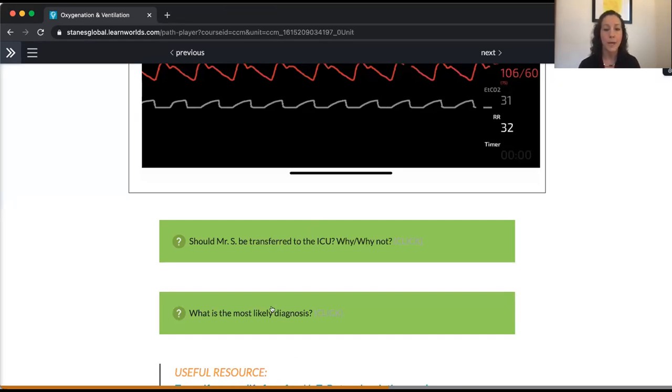What is the most likely diagnosis? What do you think is happening? What diagnosis would you make in Mr. S? Yeah, Dr. Banguti says P to F ratio less than 200. This is because Dr. Banguti's mind is faster than ours and way before ours. We actually don't have an ABG yet, so we don't know the PaO2, so we can't calculate the P to F ratio yet, but we'll get there.